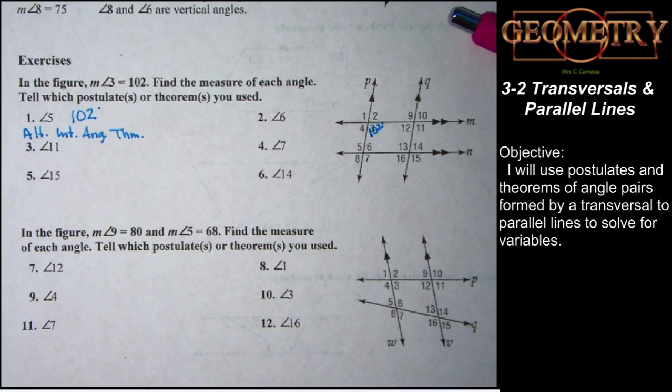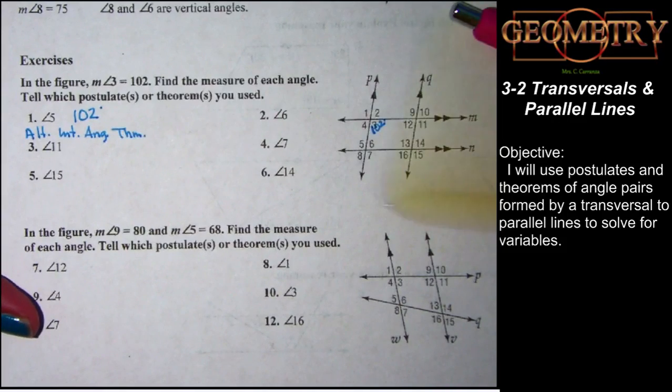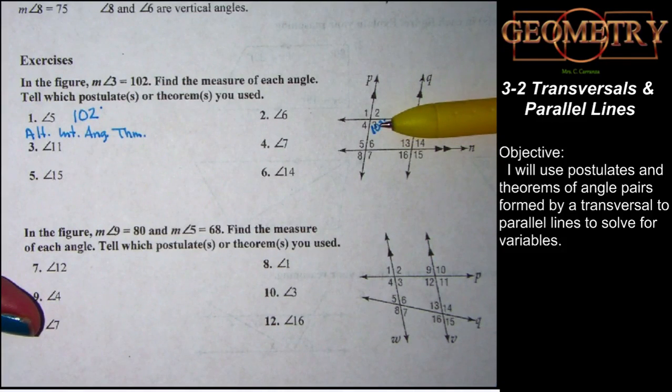Ready to look at number 2? Number 2 wants us to look at angle number 6. I'm going to start with angle 3, which is the one I know, the one I have. There it is. Trying very hard to point at it. All right, and then angle number 6 is that one right there.